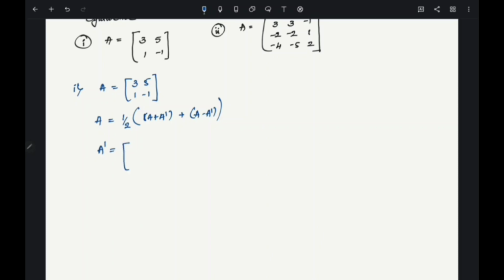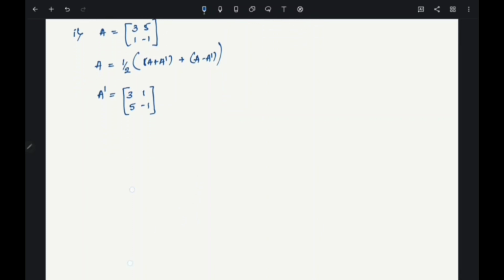So how to find the transpose of a matrix? In simple words, just convert the rows into columns. So 3 and 5 are in terms of rows, just convert it into columns, which will become 3 and 5 as a column. Now 1 and minus 1 in a row will get converted into 1 and minus 1 as a column.